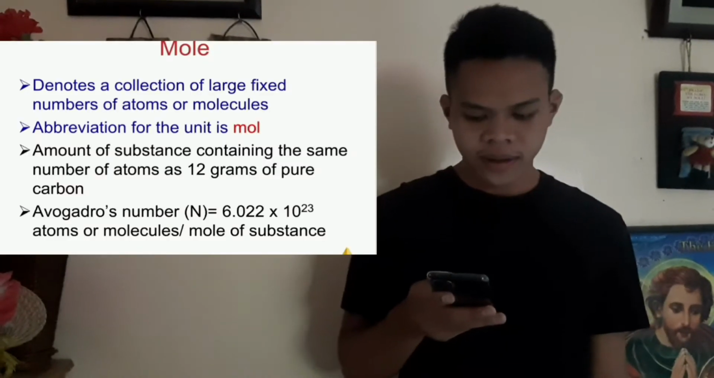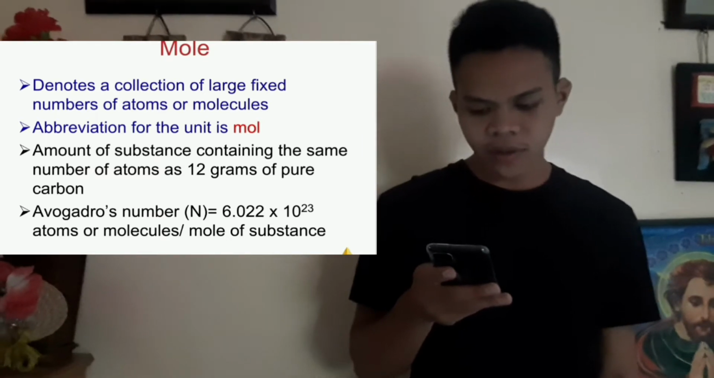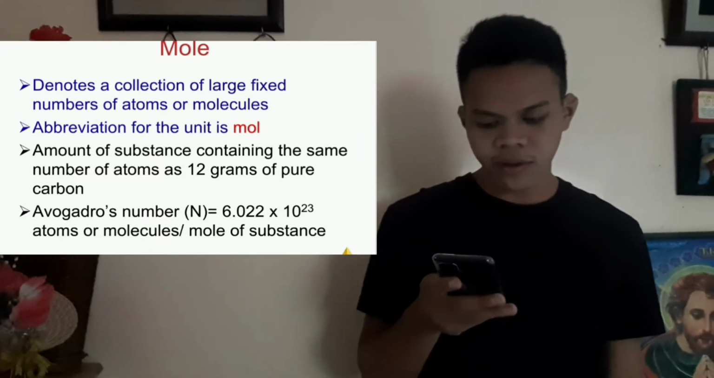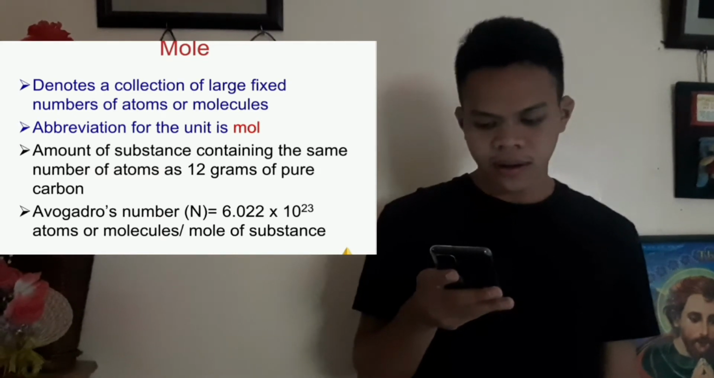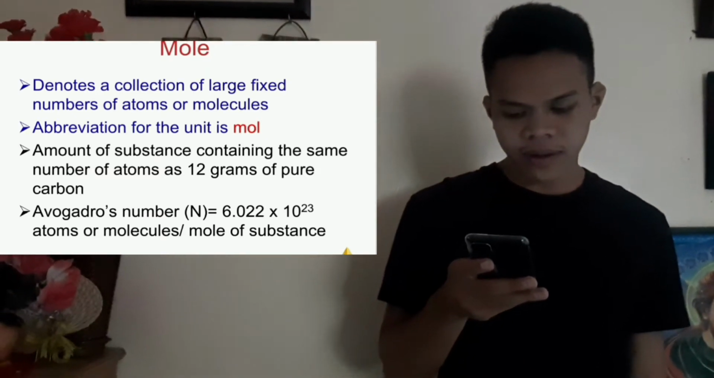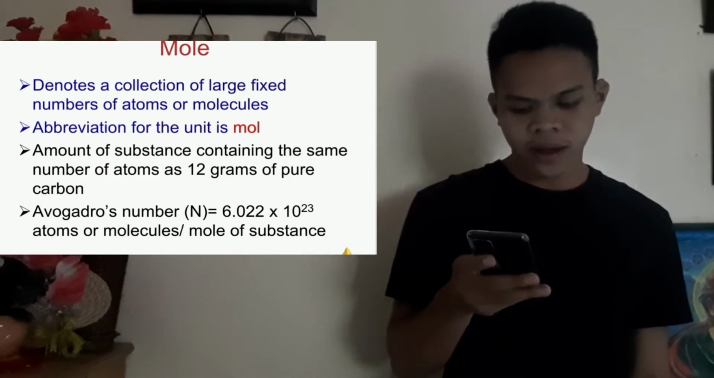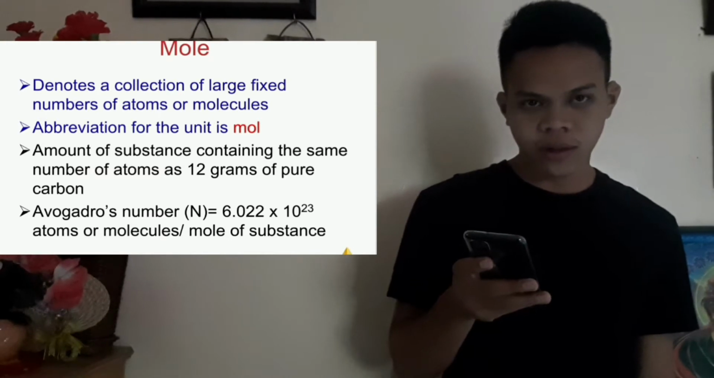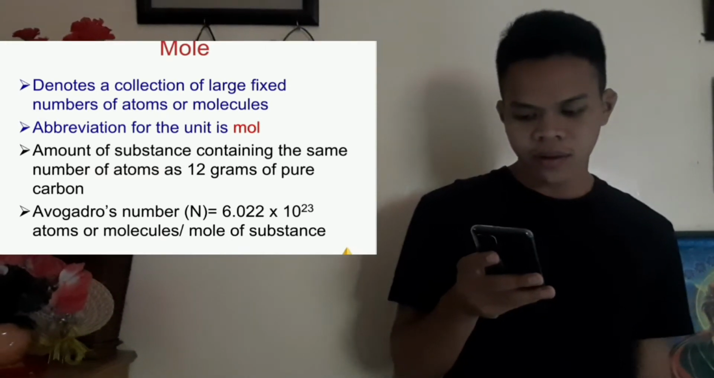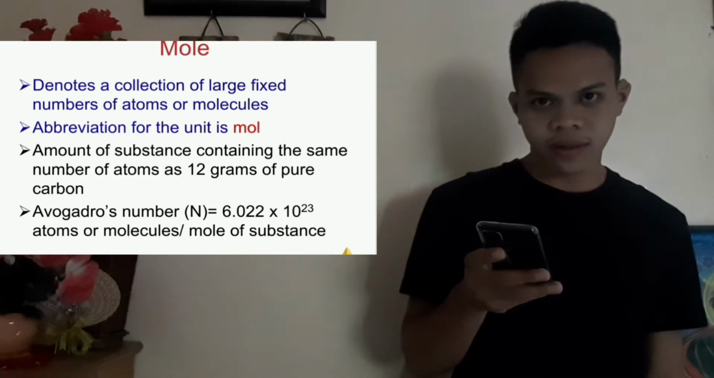Mole denotes a collection of a large fixed number of atoms or molecules. The abbreviation for the unit is mol. It is the amount of substance containing the same number of atoms as 12 grams of pure carbon. Avogadro's number equals 6.022 times 10 raised to 23 atoms or molecules per mole of substance.